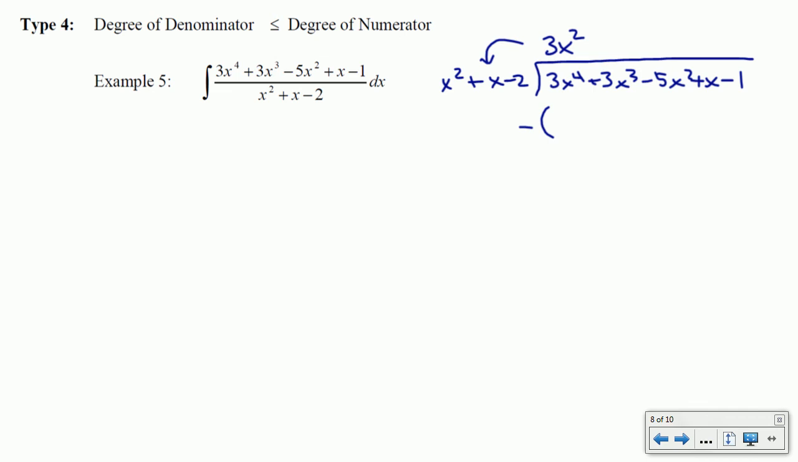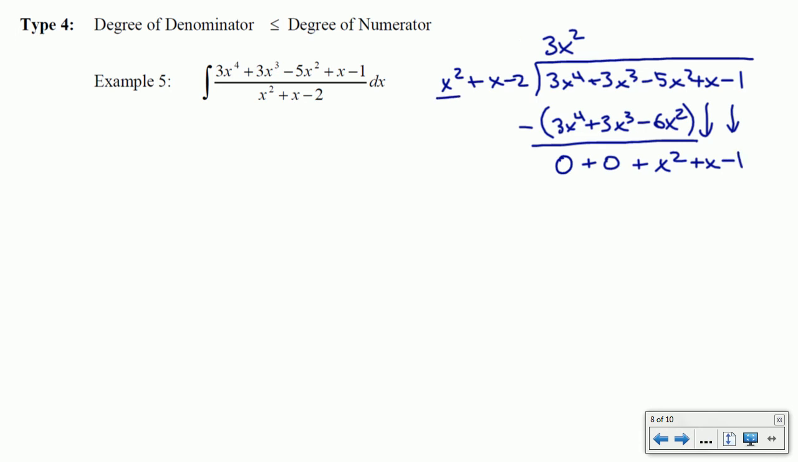So 3x squared times x squared gives us 3x to the 4th, and 3x squared times x gives us 3x cubed, and 3x squared times negative 2 is negative 6x squared. Now 3x to the 4th minus itself is 0, 3x cubed minus itself is also 0, and negative 5x squared plus 6x squared is x squared. And next we drop these terms.